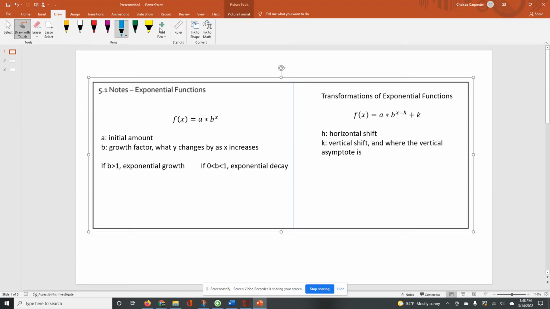Hey everybody, today you guys are going to be taking some notes on exponential functions. You should have already completed the first 3 pages of the notes, and you should be on the back page now. So 2 parts of the notes today.